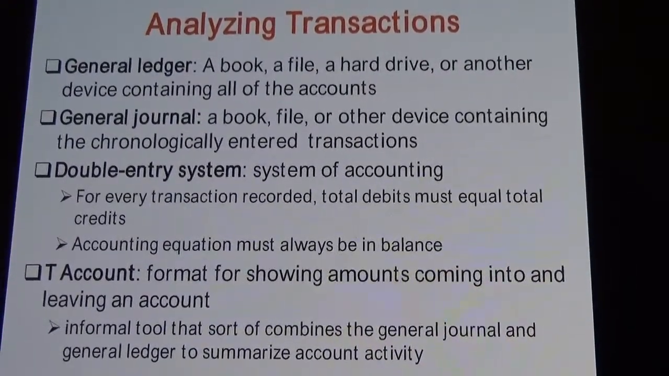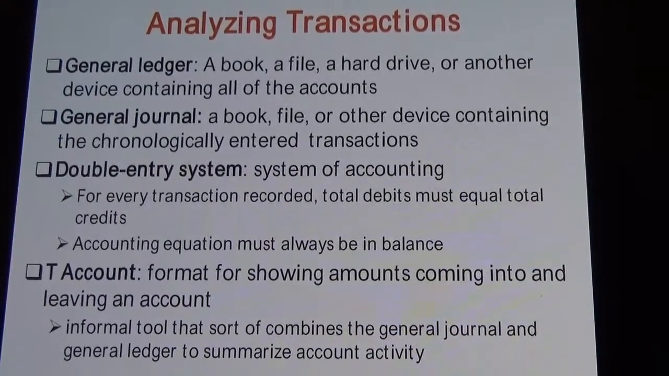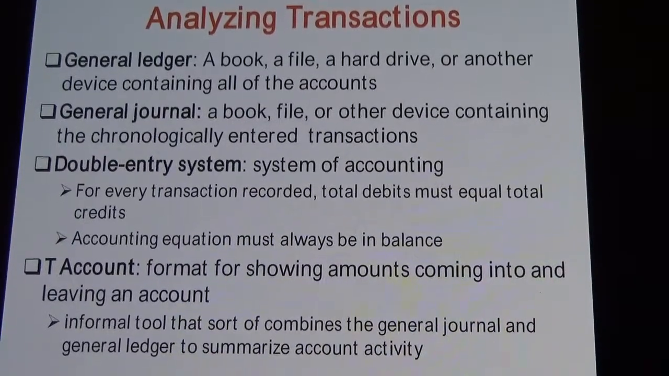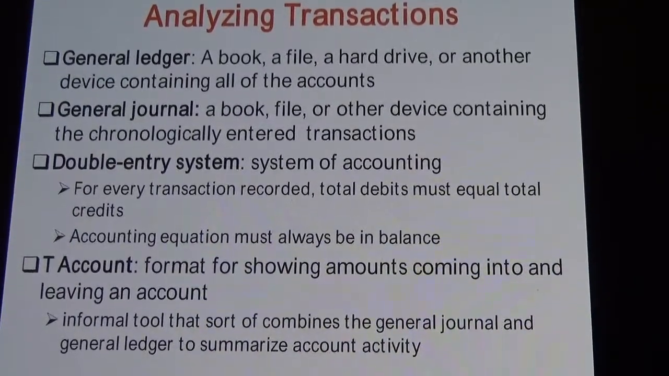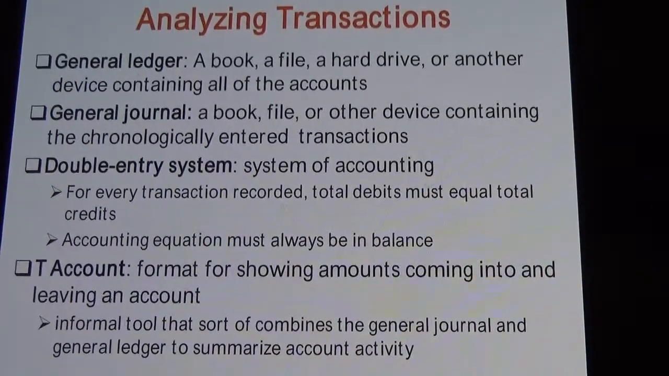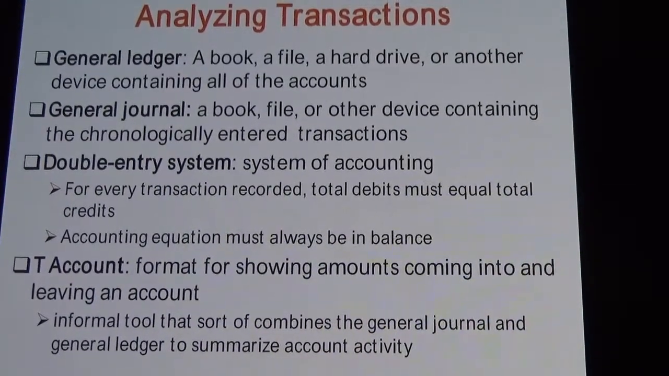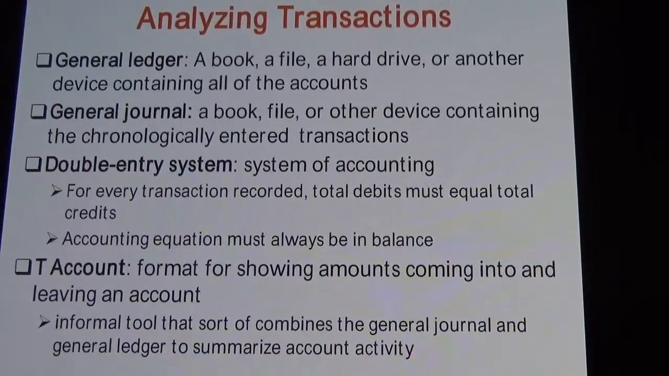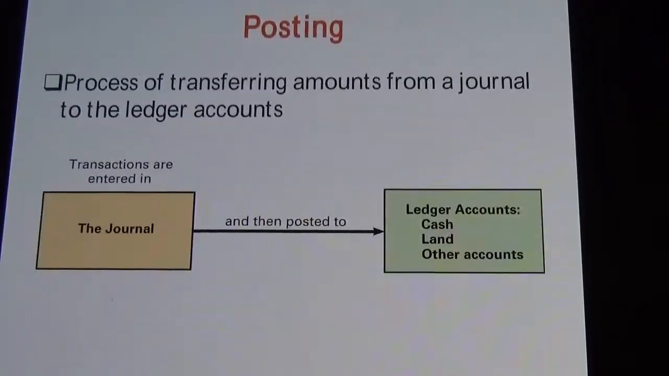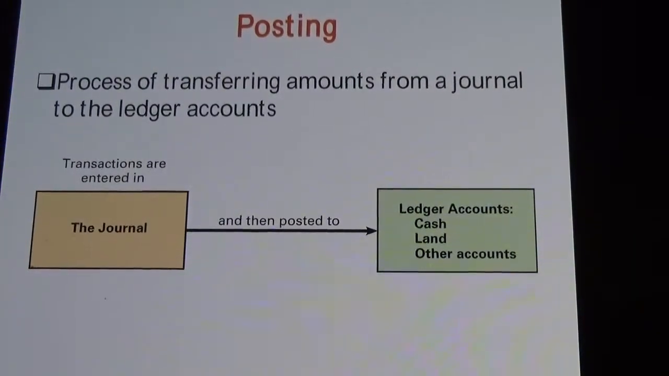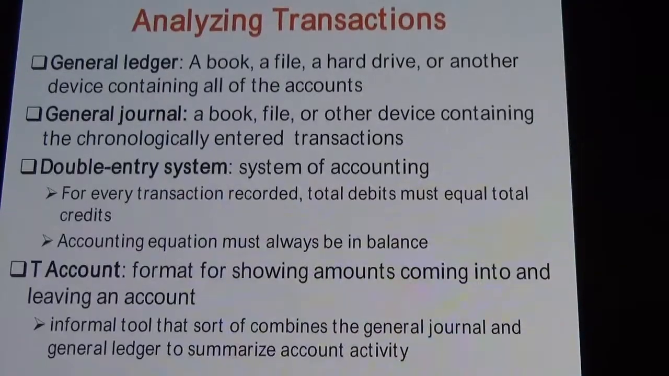The double entry system is the process of recording the transactions such that our total debits stay equal to our total credits, as we just saw in the examples we went through where we were keeping it in balance. And what happens is we make the entries in the general journal, and then we post them to the general ledger.